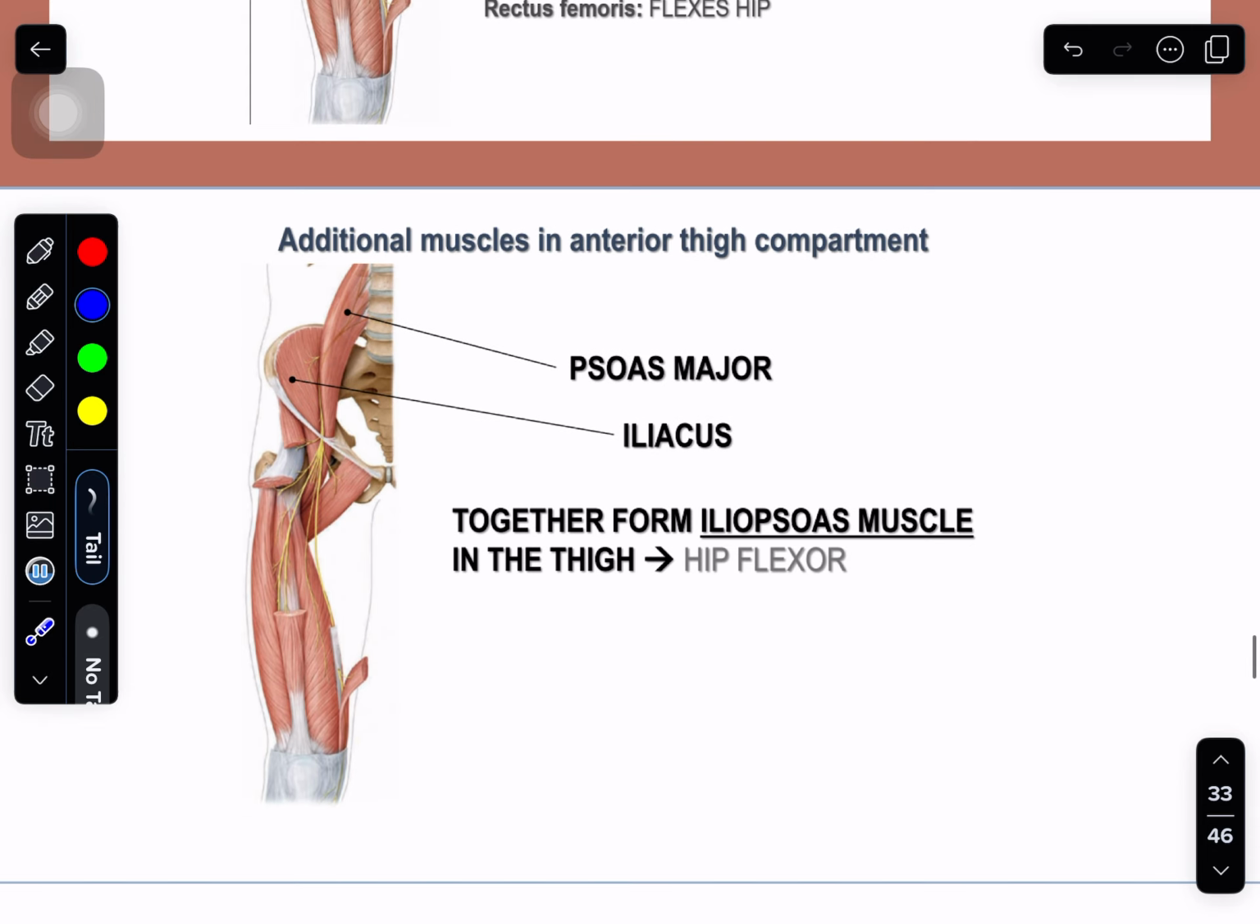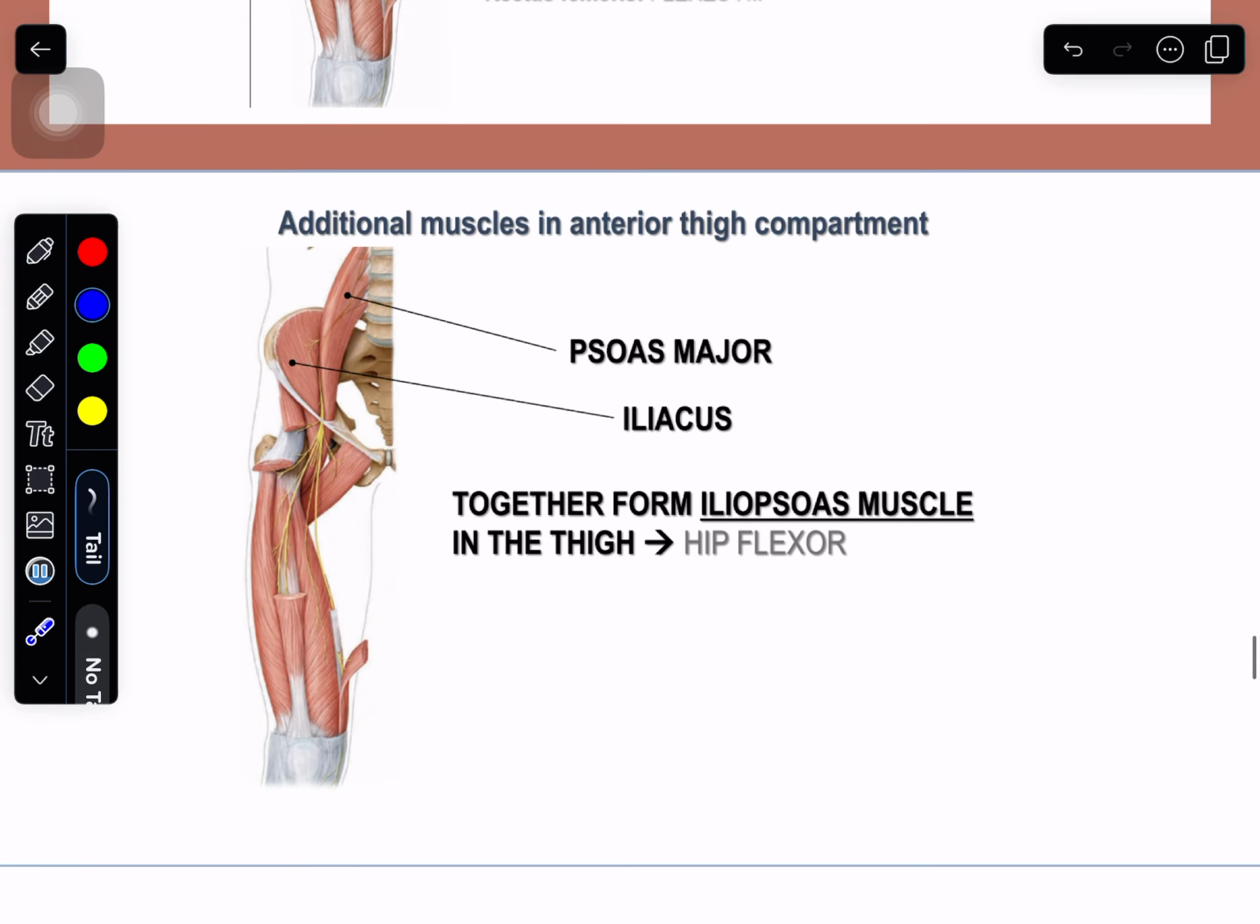So now we have another muscle in the anterior thigh compartment, and that's going to be the continuation of two muscles that are originating from within the abdominal pelvic region. The two muscles that are being combined are the iliacus and the psoas major muscle. Those two muscles are going to travel into the thigh, past the inguinal ligament, and then they become a single muscle, which is called the iliopsoas muscle.